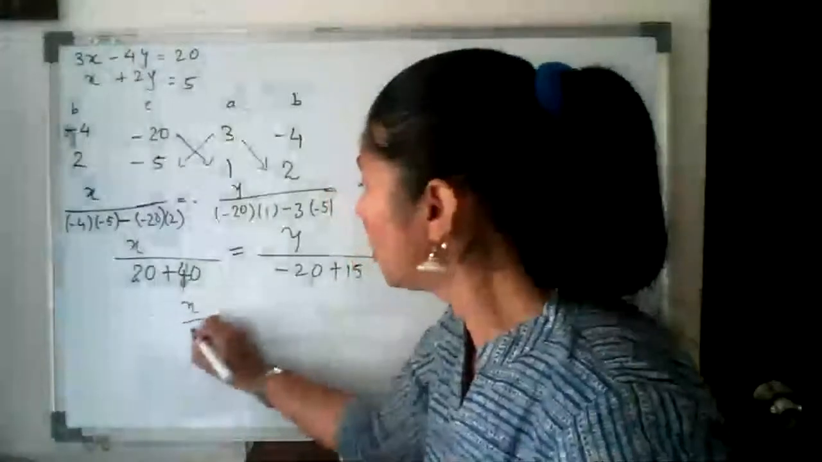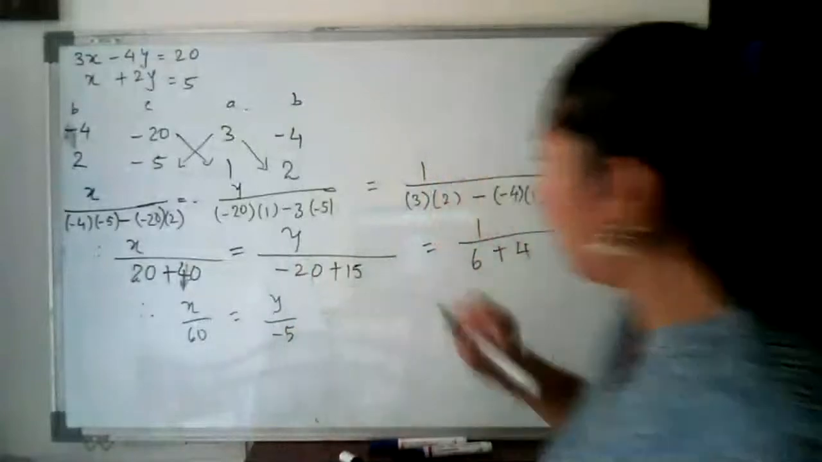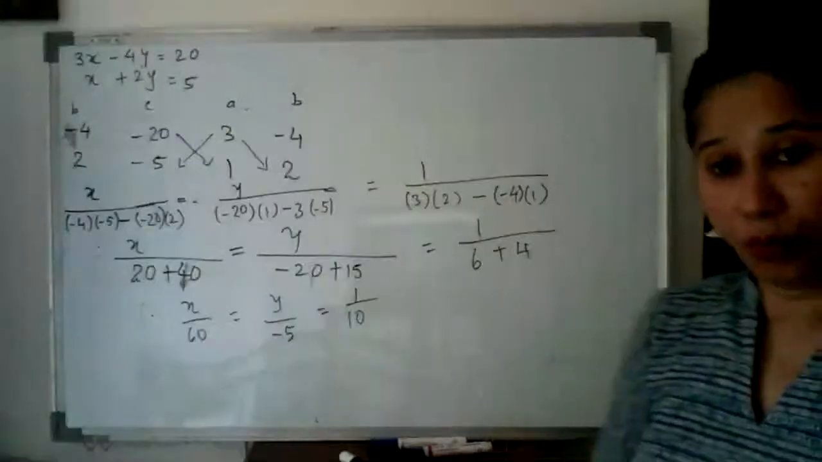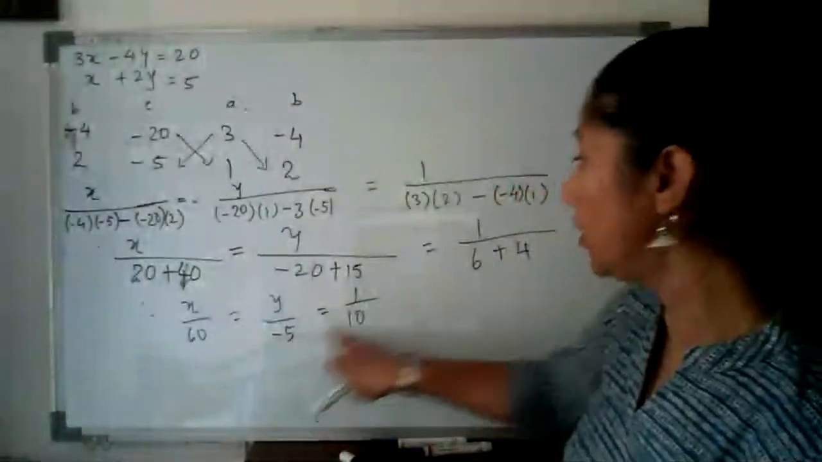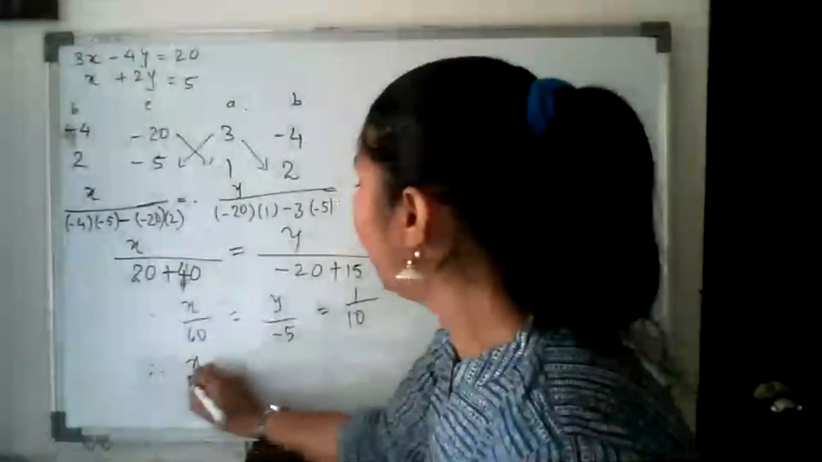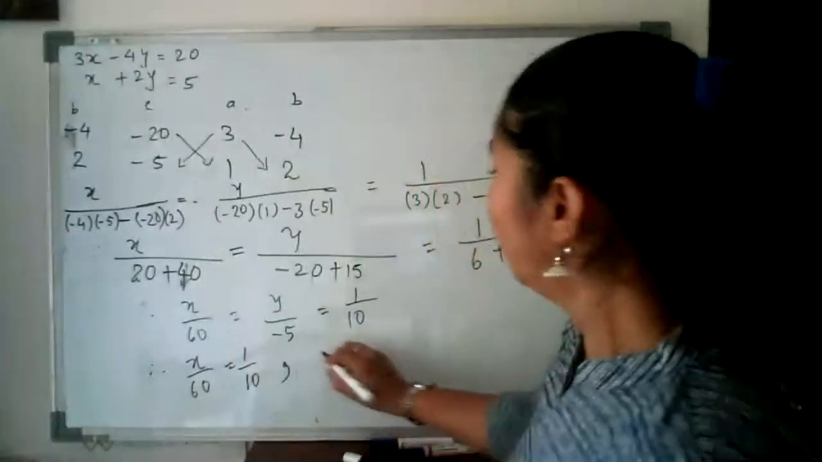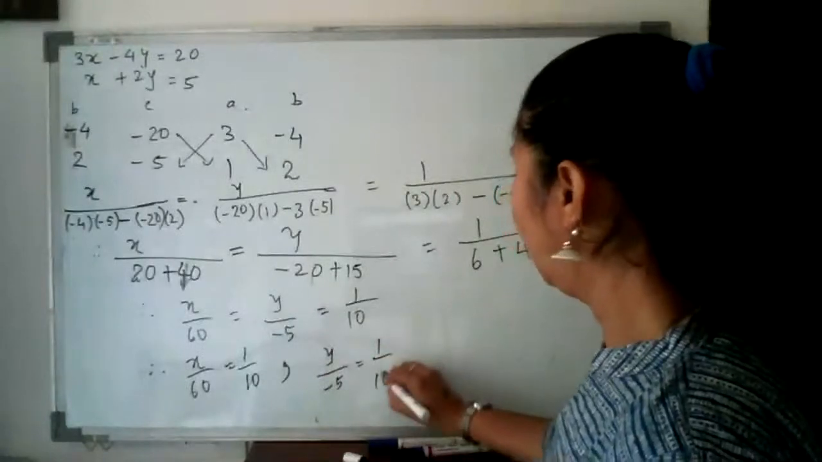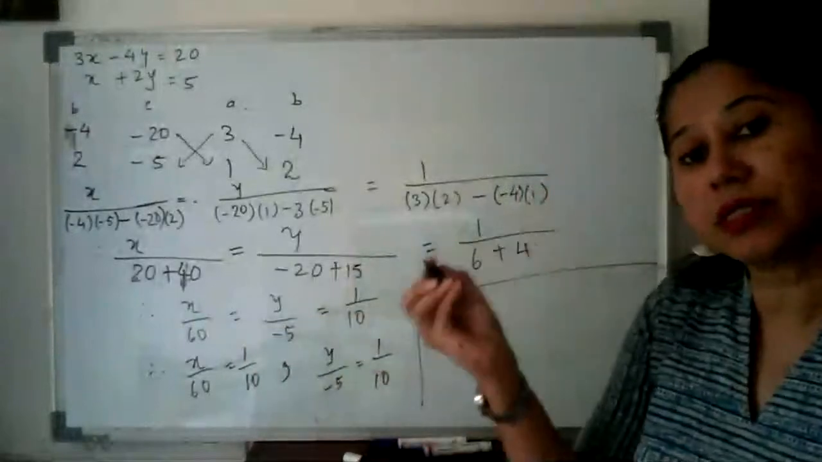Therefore, x upon 60 is equal to y upon minus 5 is equal to 1 upon 10. And now what do we do? The comparison. So this number is compared with this and y is also compared with this. So what do we get? Therefore we get x upon 60 is equal to 1 upon 10 and y upon minus 5 is equal to 1 upon 10. And when you compare this, what do you get? So 60 is brought here, so x is equal to 60 upon 10.